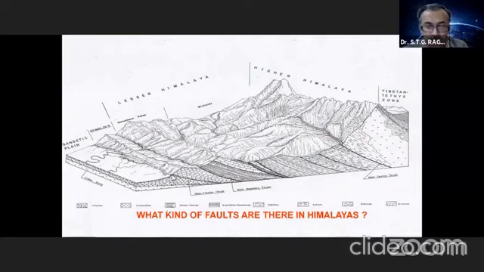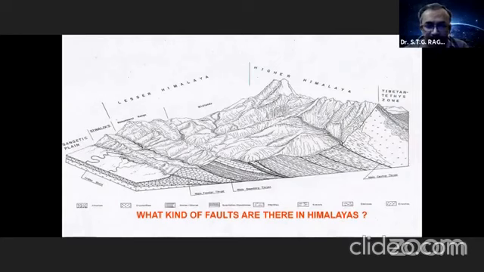These are the most important faults: the Main Frontal Thrust, the Main Boundary Thrust, and the Main Central Thrust. These are very important faults which have been formed in the Himalayas, and they are very active faults, capable of producing very great earthquakes of more than magnitude 8 itself. Because the whole Indian plate is under compression, almost all the faults in the Himalayas which are parallel to the Himalayas are compressive types of faults. In seismological literature, they call these reverse faults also.